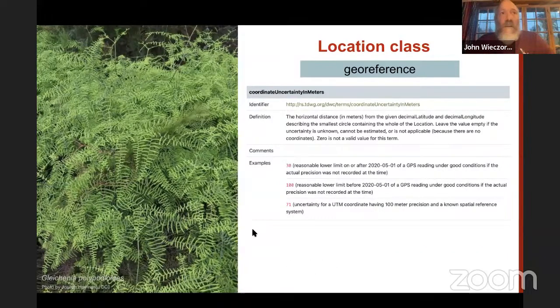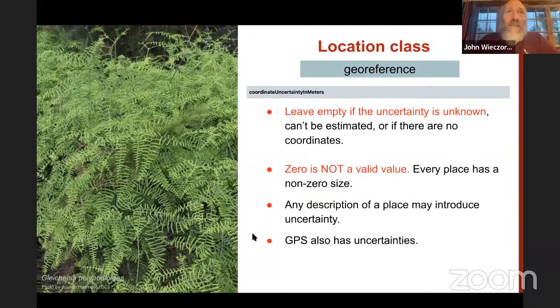The final component of a good georeference is this term called the coordinate uncertainty in meters. So again, this is a number. It contains no units, and it's a way for us to capture in a single digit how big is the place we're talking about. That is, sometimes it refers just to the size, but also it can refer to how well we know where the place is. It's a measure of uncertainty. If the uncertainty is unknown, or it can't be estimated, or if there aren't any coordinates, this field should be left empty. It has no meaning unless there are coordinates, and that this uncertainty can actually be calculated.